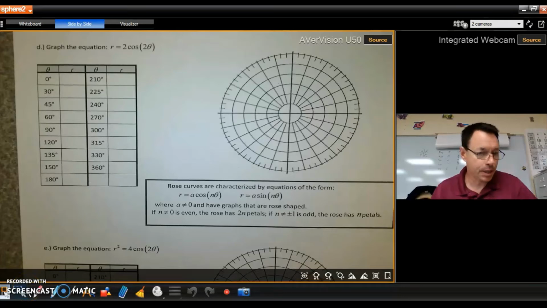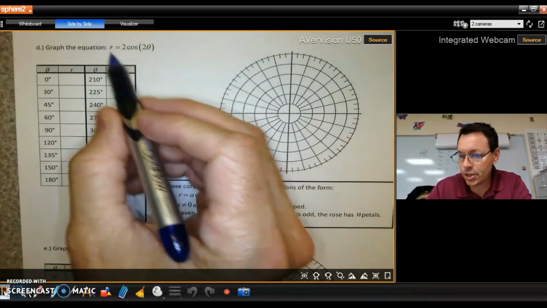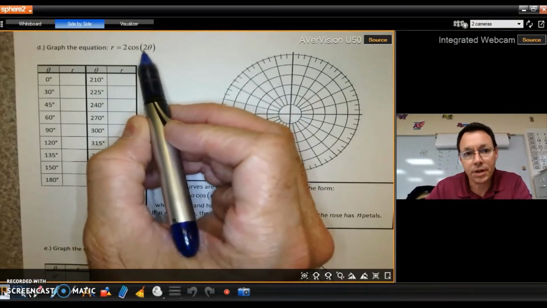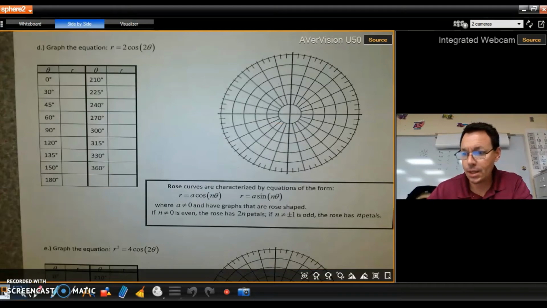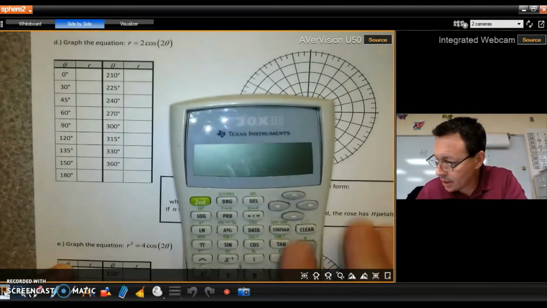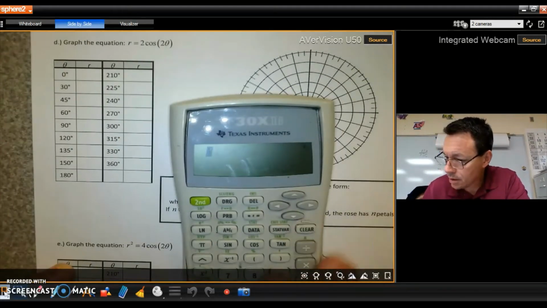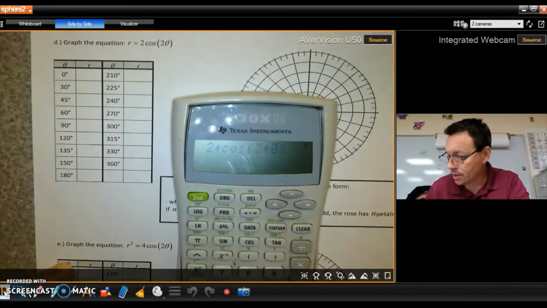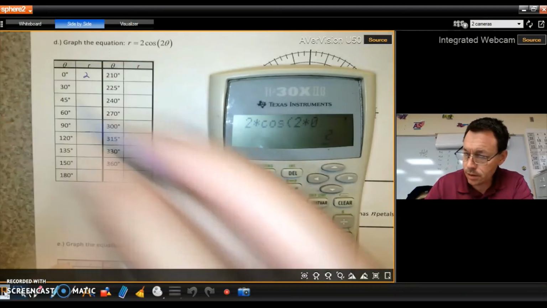All right, last page. So take a look at the one at the top. A little different. There's no addition going on here. This is simply 2 times the cosine of 2 theta. So that's what's going to get plugged in. Let me get you started. So 2 times cosine of 2 times whatever your theta is. In this case, it's a 0. So that gave me a 2.